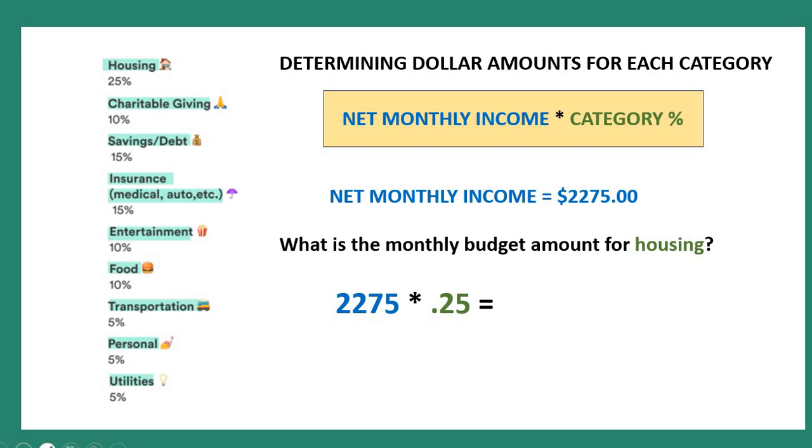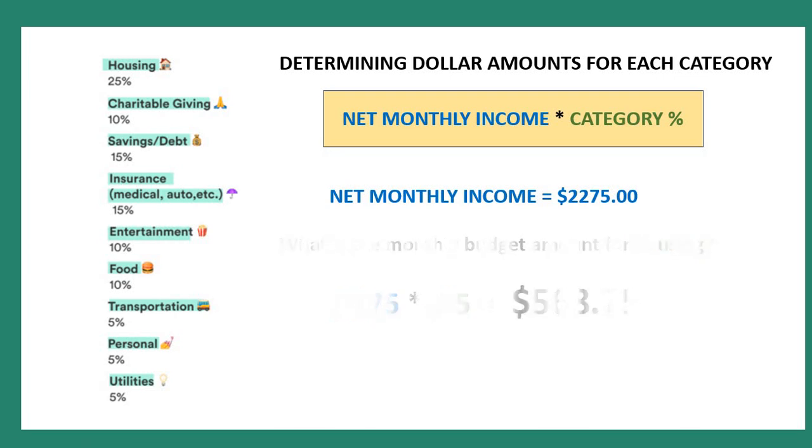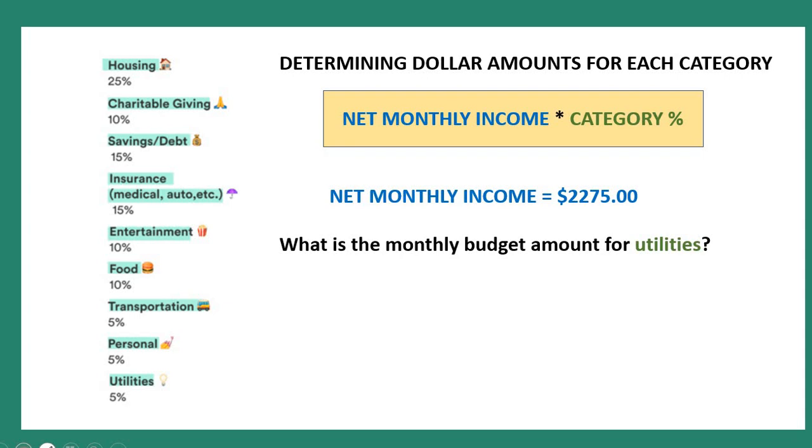So what do I get for my answer for the monthly amount for housing? Excellent. 568.75 just by multiplying those two together. Okay, now let's check out another category. Same monthly income, same formula. Now we want to know what's the budget amount for utilities.